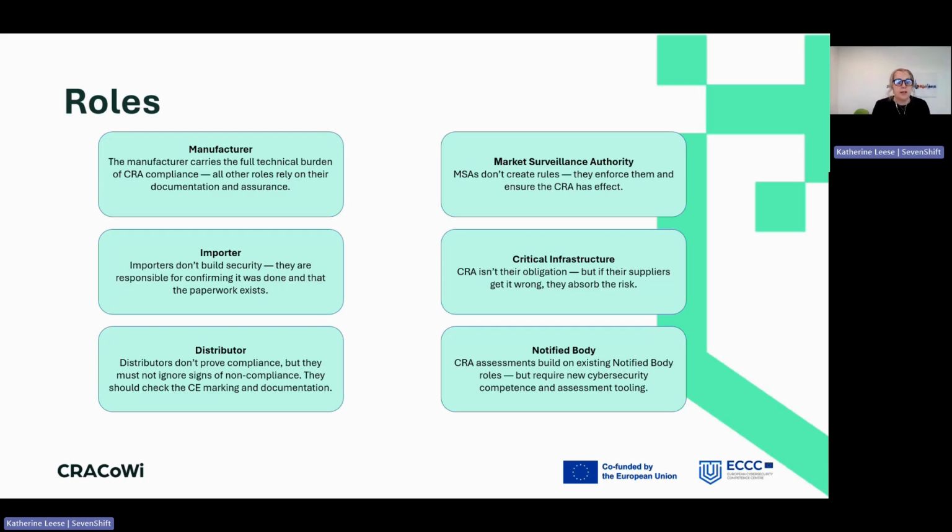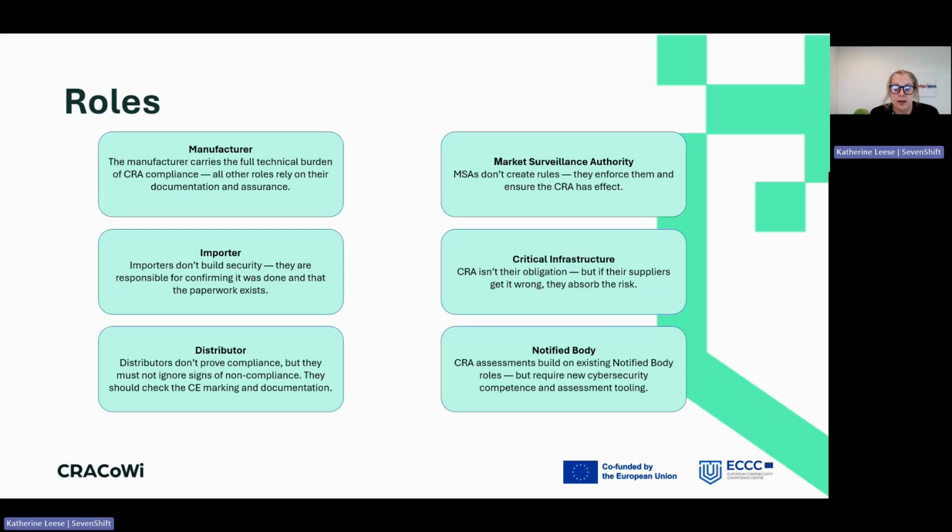Distributors, so within the EU, they don't have to prove that the products are compliant, but they do need to make sure that the CE mark is on the product and that the documentation is complete. Then we have the Market Surveillance Authority. They basically keep an eye on everything that's going on and make sure that the CRA is being enforced in the wild. Critical infrastructure is a part of this.